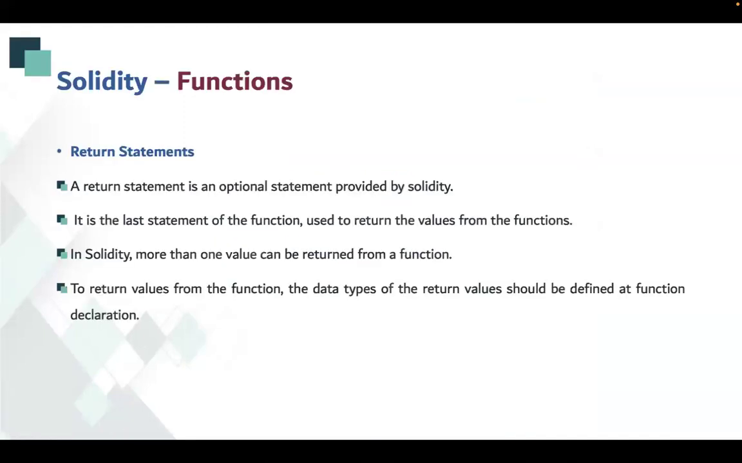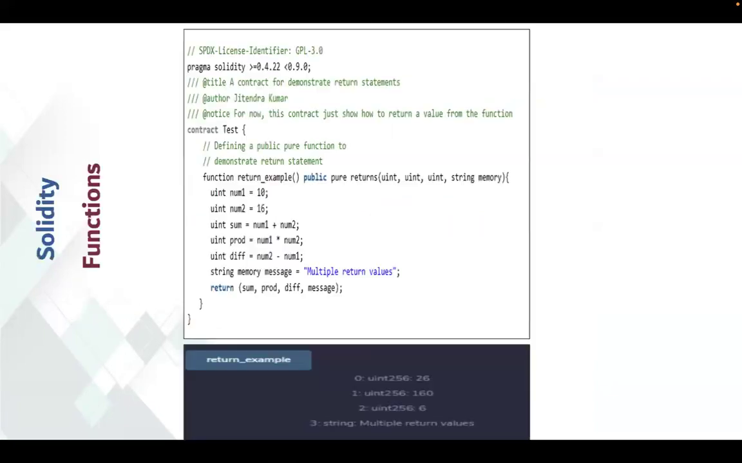Now, let's talk about the return statement, which is used to send back a value from the function to its caller. In Solidity, you can return a single value or multiple values as long as the data types match the declared return type. Let's take this example. We have this function called return example, and it doesn't pass any parameter, but it returns 3 uint variables and 1 string.